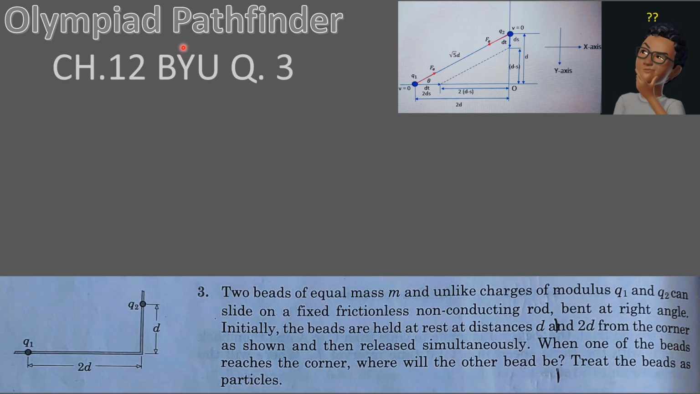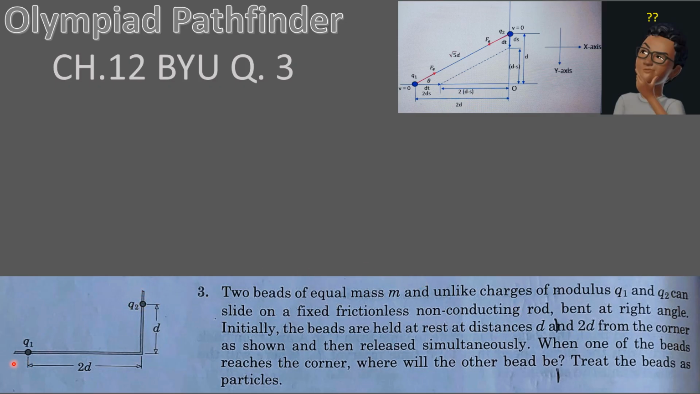This question is from Olympiad Pathfinder Chapter 12, Build Your Understanding, question number 3. The question says the two beads of equal mass m and unlike charges of modulus q1 and q2 can slide on a fixed frictionless non-conducting rod. So these rods are frictionless, and these two charges are having unlike charges, means one is positive then the other will be negative.